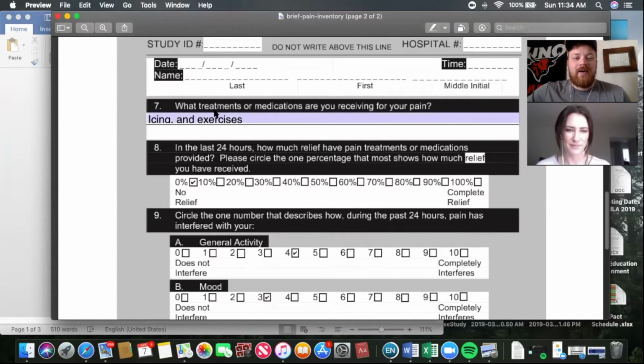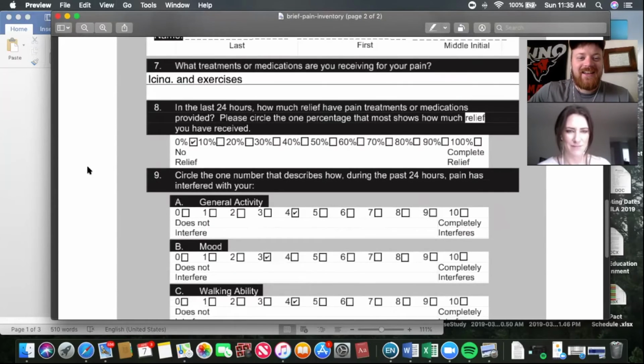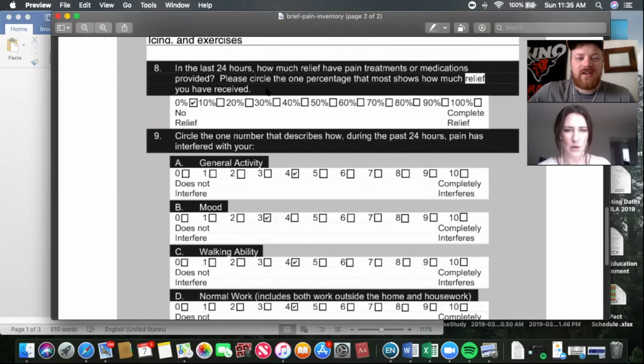So the treatments we've been doing are just icing and therapeutic exercises. Now this is medication. He hasn't been taking any medication for it. To him, it's not bothering him as much. I guess he just put 10%. I don't know. He probably hasn't gotten any relief from medication if he's not taking any, you know? Yeah, good point. Thanks, Sadie.